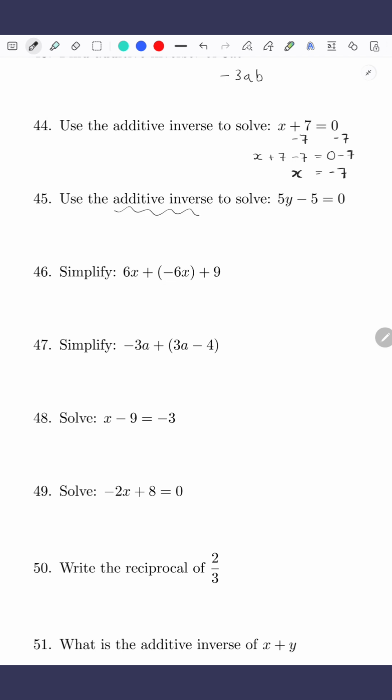All right, using the additive inverse here to solve this one. Our aim is to solve this. So in part, we can use the additive inverse to begin. And to get rid of the things around the y, we're going to begin with getting rid of this -5.